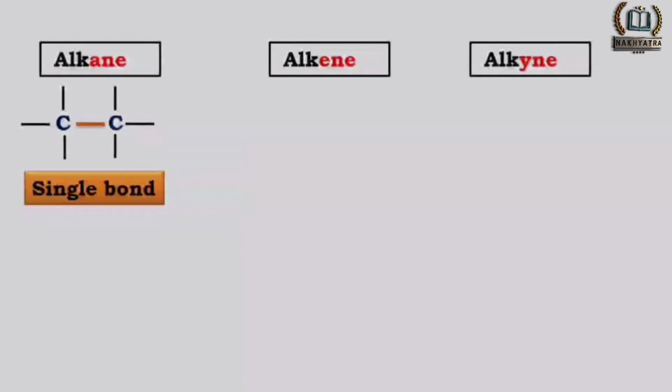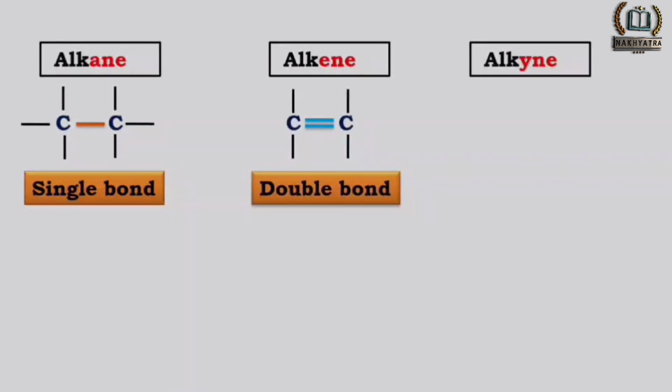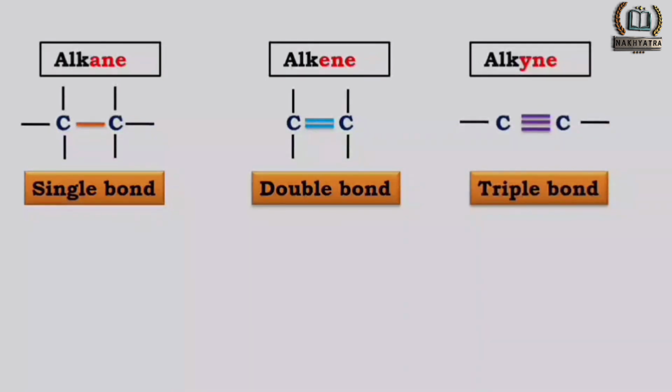Now first see alkane, alkene and alkyne. Alkane means carbon atoms are linked by single bond. In alkene, the carbon atoms are linked by double bond. And in alkyne, the carbon atoms are linked by triple bond.